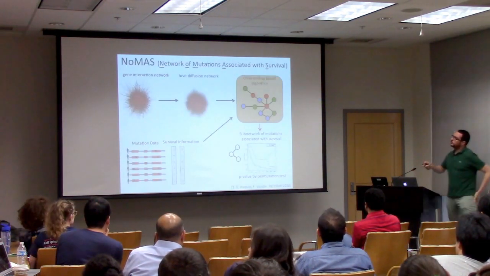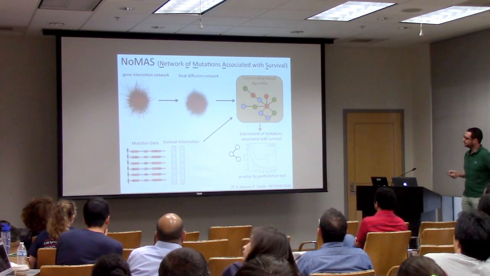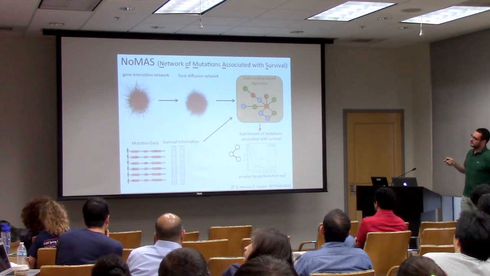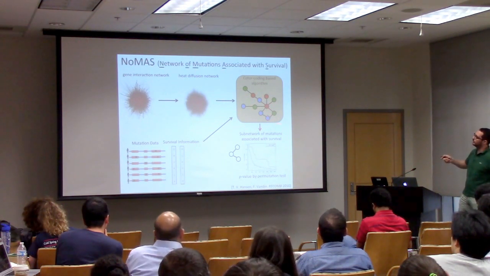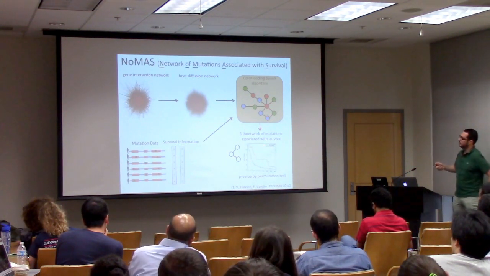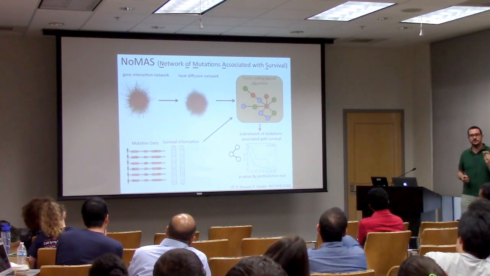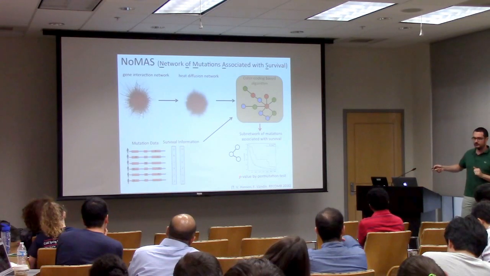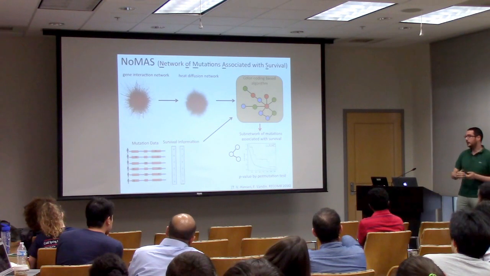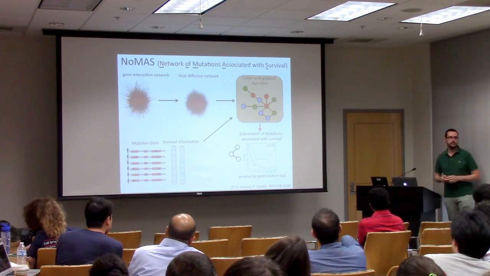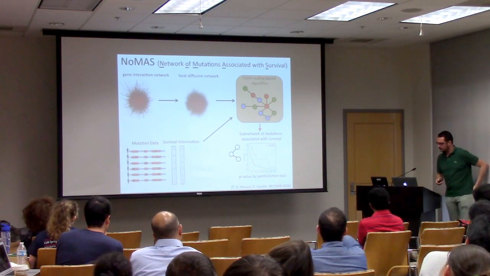Using this approach, we designed what we call NoMAS, for network of mutations associated with survival. Essentially, we combine the gene interaction network with mutation and survival data, and we use a color coding based algorithm to find the subnetwork with the highest association with survival. Since we are considering the max statistic, we do a permutation test to make sure that what we see is not just the best p-value among many, and therefore not just random noise. This is work done with Tommy Hansen, who was a master student at the University of Southern Denmark.